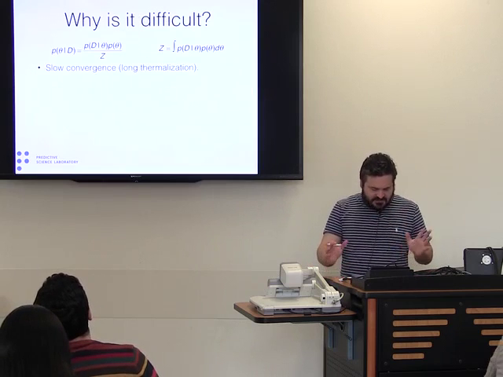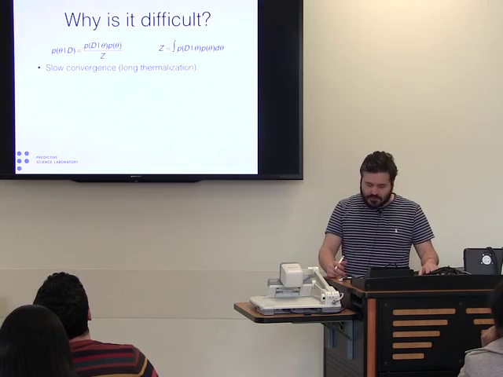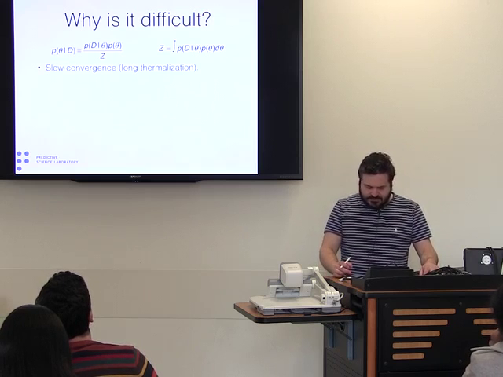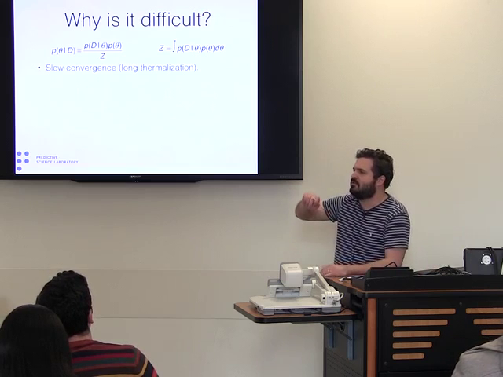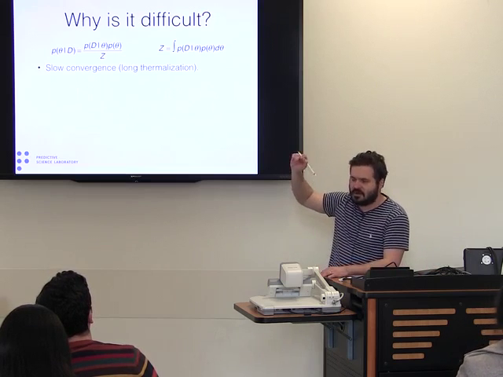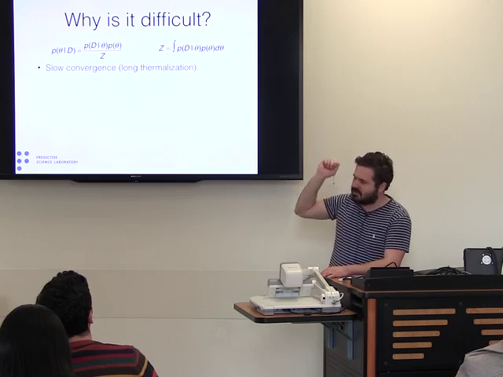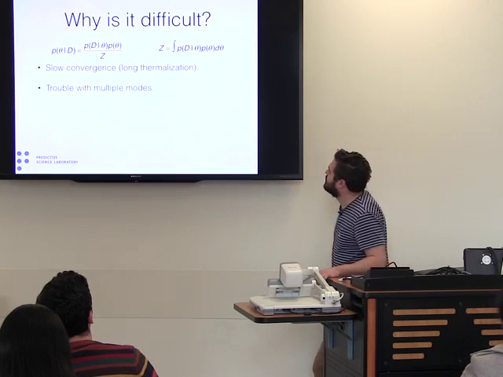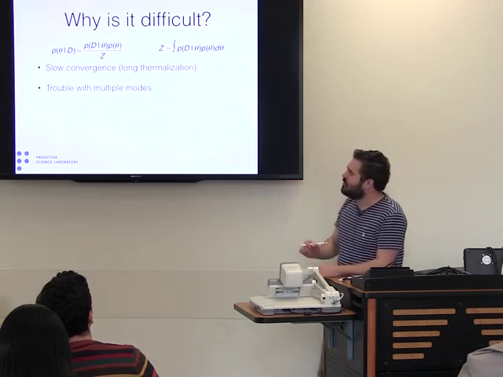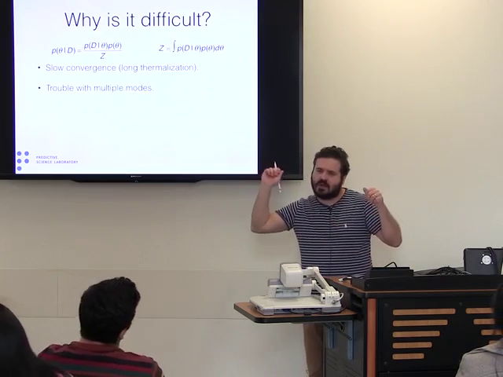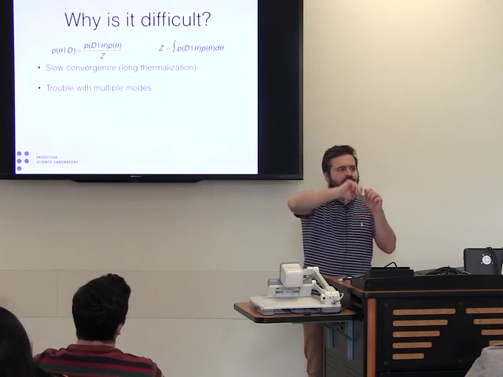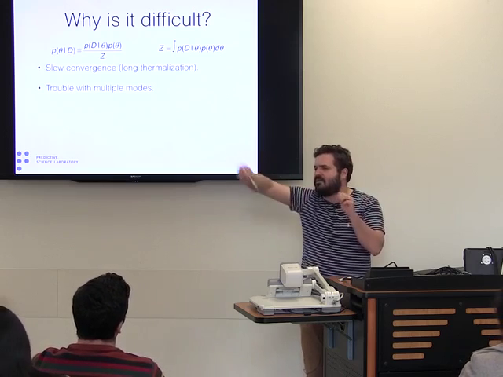All right, why is it difficult? Let me discuss this first. So first, MCMC takes a lot of time to converge. Another word for converge is thermalize, which comes from statistical physics. It has trouble with multiple modes. So if your posterior has multiple modes, I will show you in a while, MCMC will find one of them and it will stay there. It will never go to the other one.